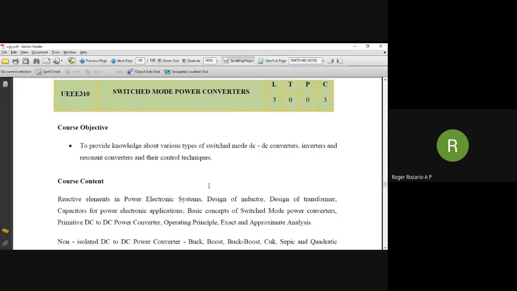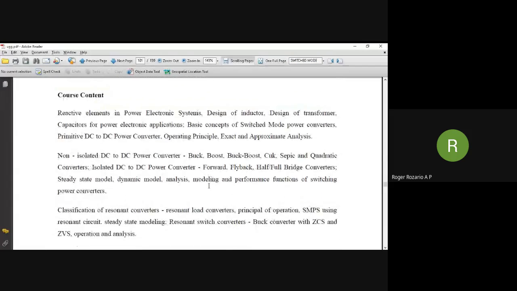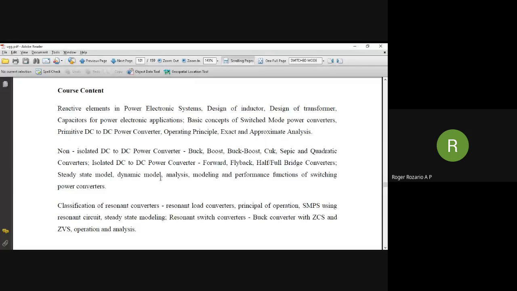So this is our syllabus. I hope we have discussed all the topics in the first paragraph. The reactive elements in power systems is discussed. Design of inductor is discussed. Design of transformers we have discussed. Capacitor for power electronics applications we have discussed.